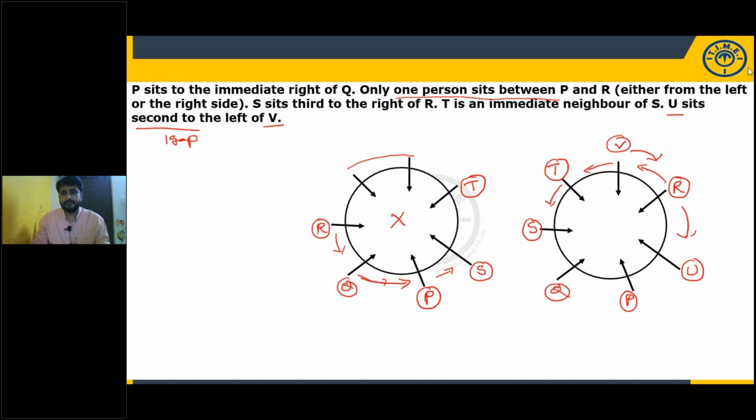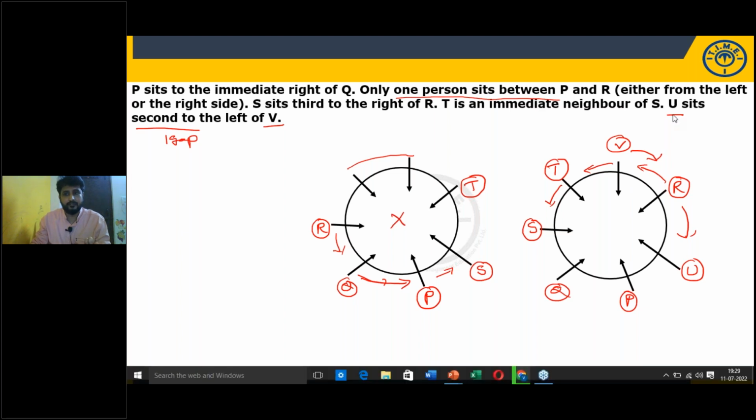Is this difficult one? No, my dears, it is not difficult. It is a very, very simple one. A clerical prelims level of difficulty.